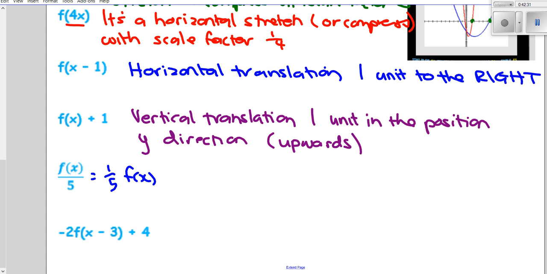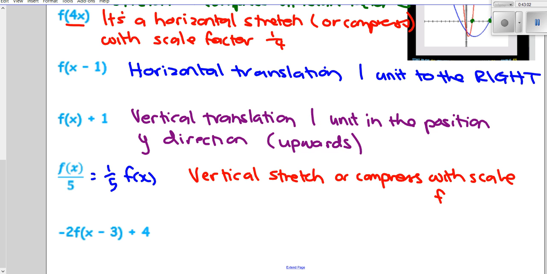Is it a vertical stretch? Vertical. Yeah, okay, sure, because it's got just a little coefficient at the front. And what's its scale factor? 1/5. Yep. Dilation, whatever it is. You could say dilation if you want. Vertical stretch or compress. Let's get used to the words. Scale factor 1/5. Scale factors for the vertical are what you see in the equation.